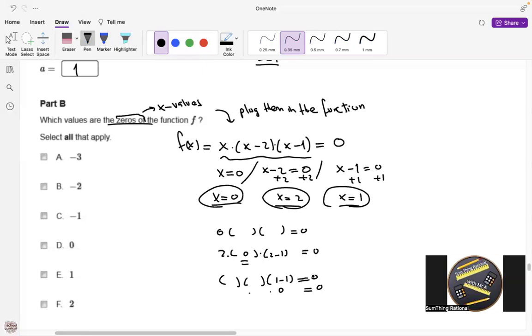Because of that, the sufficient condition while we are finding zeros of the function is that one of them must be 0. So, which numbers are making my function 0? They are the zeros of the function, which are 0, 1, and 2. Not negative 1, not negative 2. Be careful, okay?